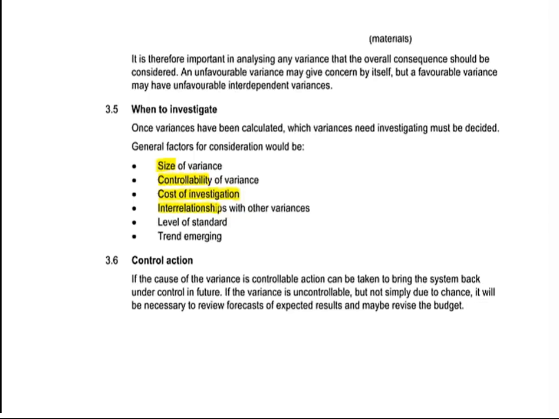The type of standard will also have an impact. If we have an ideal standard, then we're always going to have adverse variances. Think as well about the trend. It might be that variances aren't very big each month, but overall they're showing a worrying pattern. And if we decide to do something as a result of a variance, it's known as control action.